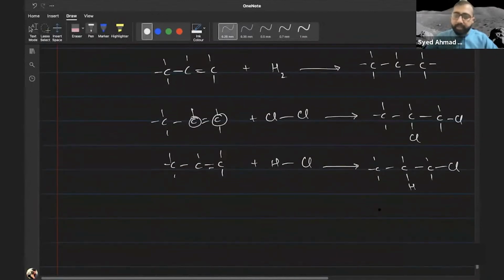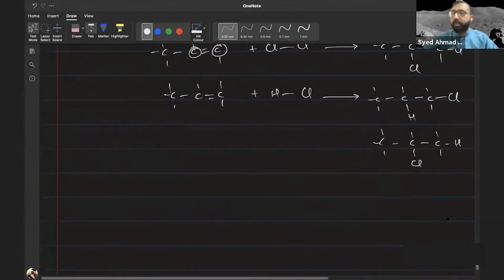अच्छा, यहाँ पे notice कीजिएगा, you can make isomers. आप पहले पे हाइड्रोजन लगा दो, दूसरे पे क्लोरीन लगा दो, या दूसरे पे हाइड्रोजन लगा दो, पहले पे क्लोरीन लगा दो. आइसोमर्स बन गए. और आइसोमर्स बनते हैं.